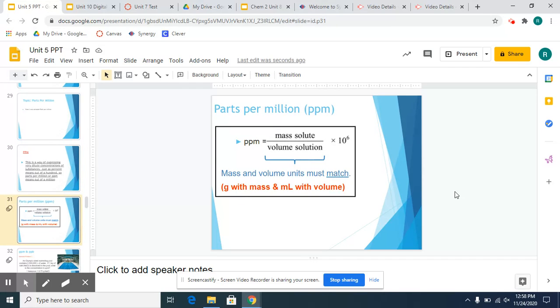So here is the formula for parts per million. I have this in your notes section so you don't have to write it down. But basically it's the mass of solute over volume of solution. So grams of solute and milliliters with the volume, and then you times it by 10 to the 6, or you times it by a million.